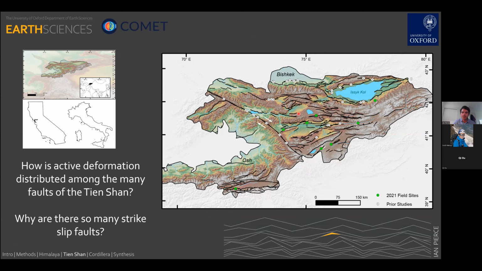But how is that deformation distributed and partitioned among these many faults? Are some of these faults more active than others? And then why do we have so many strike slip faults in a compressive origin? What role do these strike slip faults serve?